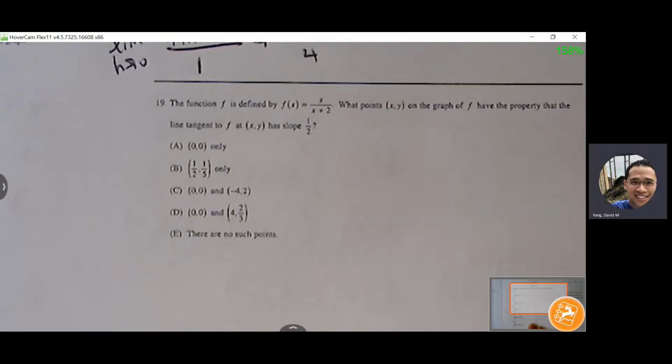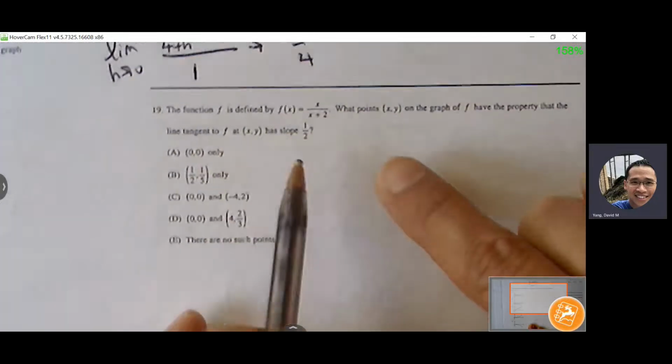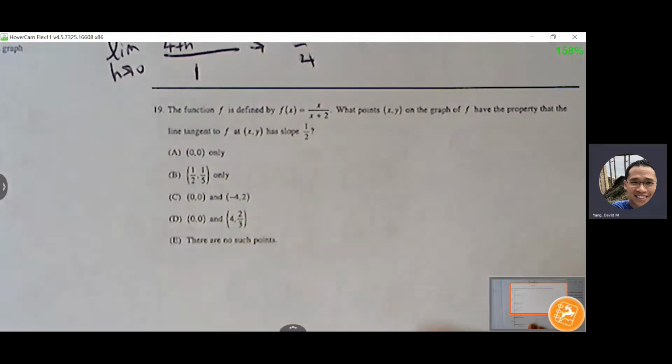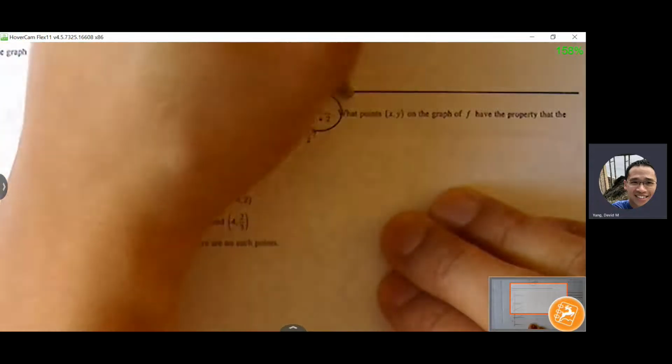Okay, f is defined as x over x plus 2. What points x, y on the graph have the property that the tangent has a slope of 1/2? So we can just set the derivative equal to 1/2 and work backwards, solve for x. So to find the derivative, I have to go through quotient rule.